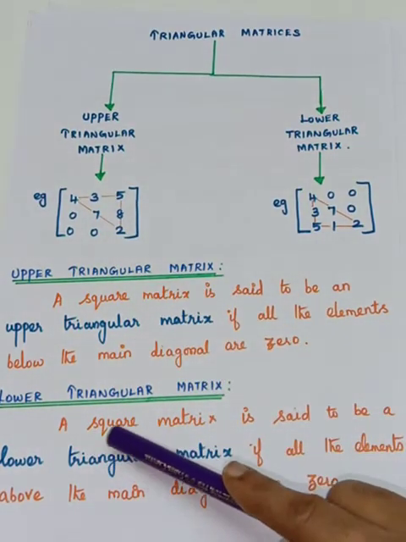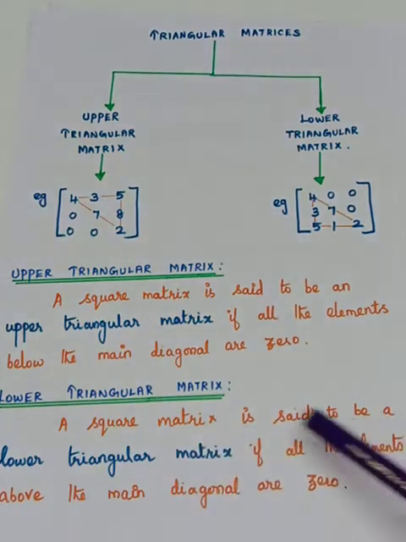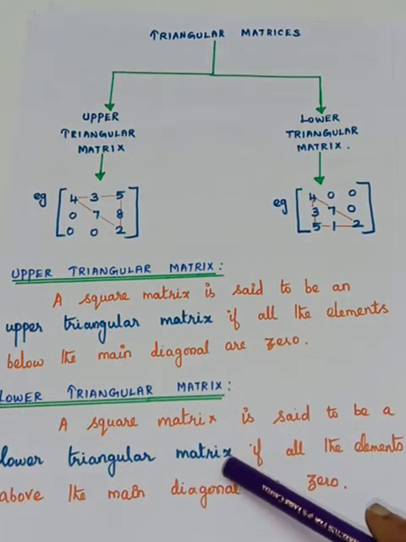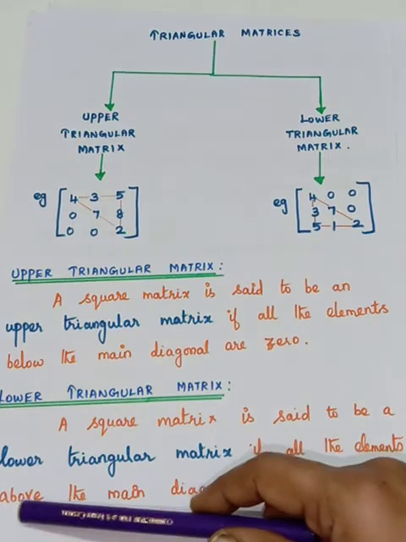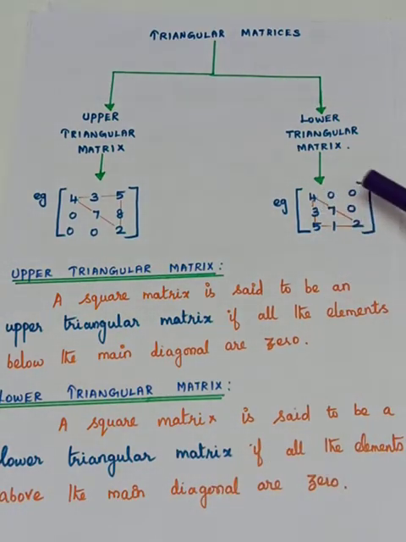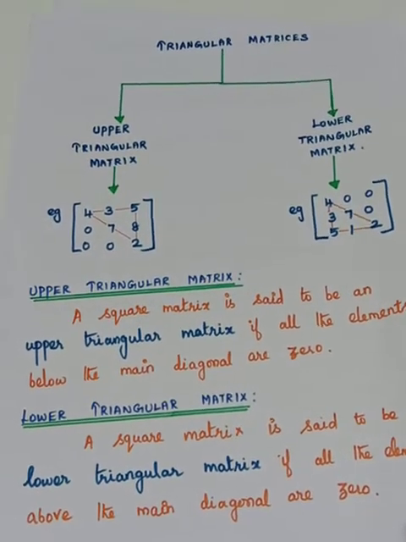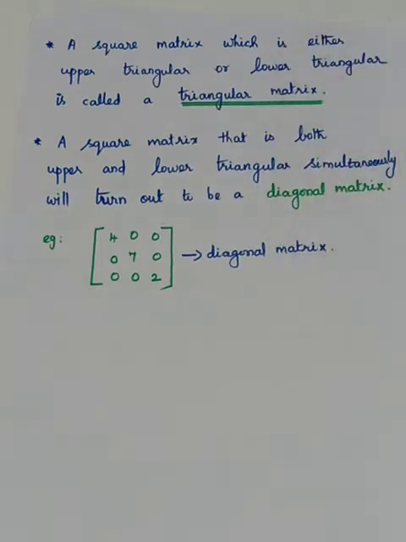But you see that lower triangular matrix, a square matrix is said to be a lower triangular matrix if all the elements above the main diagonal are 0. That is called a lower triangular matrix. You see that a square matrix which is either upper triangular or lower triangular is called a triangular matrix. Anything upper triangular or lower triangular, that square matrix is called a triangular matrix.